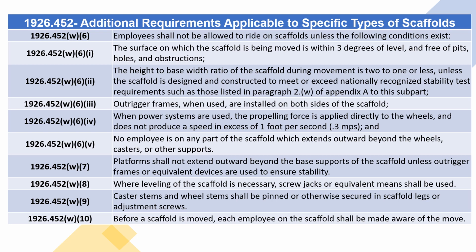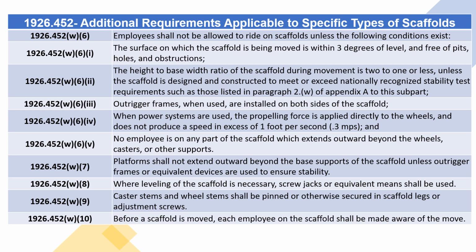Outrigger frames, when used, are installed on both sides of the scaffold. When power systems are used, the propelling force is applied directly to the wheels and does not produce a speed in excess of 1 foot per second (0.3 mph), and no employee is on any part of the scaffold which extends outward beyond the wheels, casters, or other supports. 1926.452(w)(7): Platforms shall not extend outward beyond the base supports of the scaffold unless outrigger frames or equivalent devices are used to ensure stability.